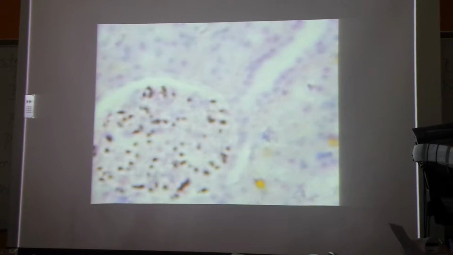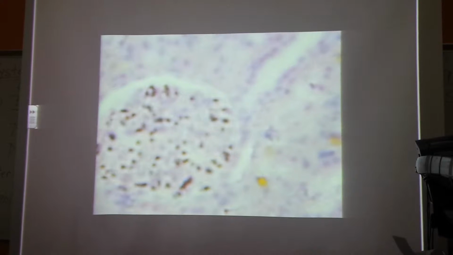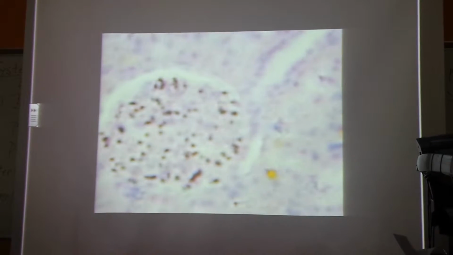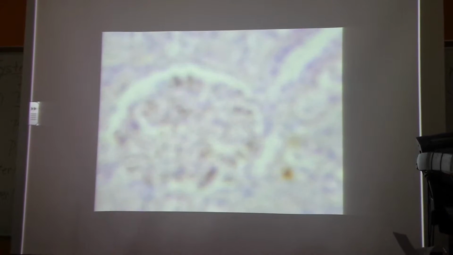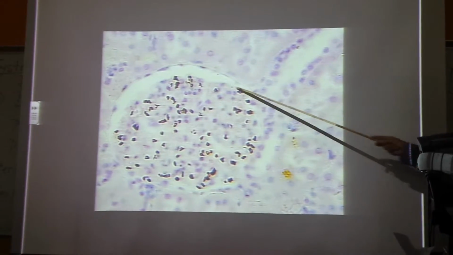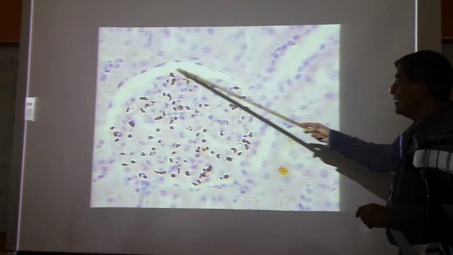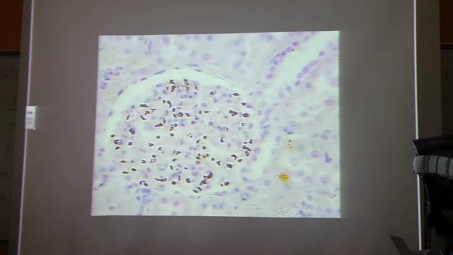Here's a little more magnification. And again, you can see the blood capillary network. That's the thing in the center. It's not quite in focus yet. Okay, so that's just a ball of capillaries. That's the glomerulus and glomerular capillaries. Here is the Bowman's capsule. You can see a little cavity here. And here's the proximal convoluted tubule, which comes out of the Bowman's capsule.